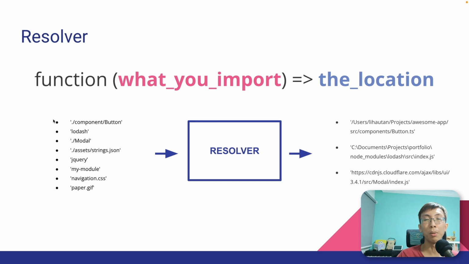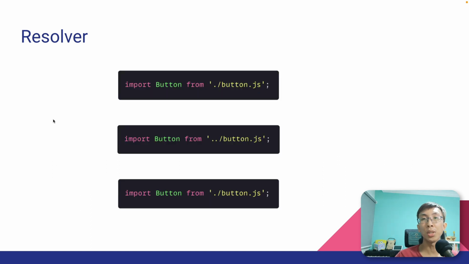So let me show you an example. If I have these three statements: import button from ./button.js, or import button from ./button.js, or import button from ./button.js. Almost the same, right? A little bit different, but take a look at these three different statements. Can you tell me, are all the buttons the same? Are they trying to import from the same place? Think about it.